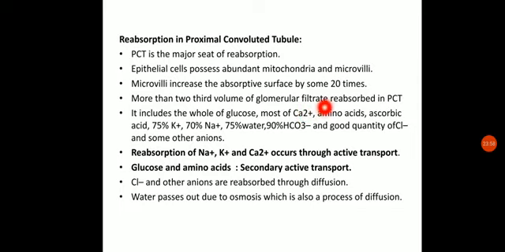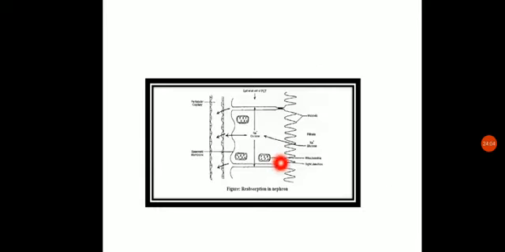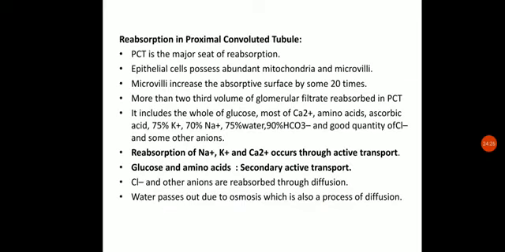Okay, so epithelial cells possess abundant mitochondria and microvilli. So here we can see these are the PCT cells, epithelial cells, which have microvilli present over here. These microvilli are responsible for increasing the surface area for absorption. They have an abundant number of mitochondria so that they can carry out the formation of ATP, which is required for active reabsorption. Okay, so microvilli increase the absorptive surface area by around 20 times, so that the maximum amount of substances can be absorbed.